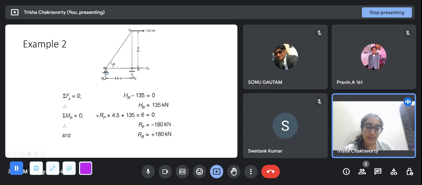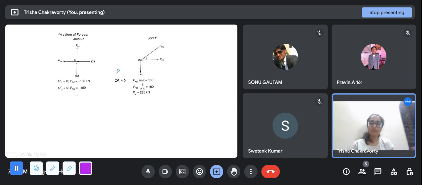This is where you apply sigma Fy is 0. If a force of minus 180 kilonewton acts here, then a force of 180 kilonewton has to act here, because there is no applied vertical loading. So we have found the support reactions. Now what is our next step? For this external loading of 135 kilonewton, we have to find the member forces in all three members. So let us look at this joint R.